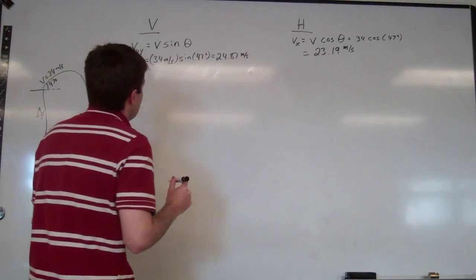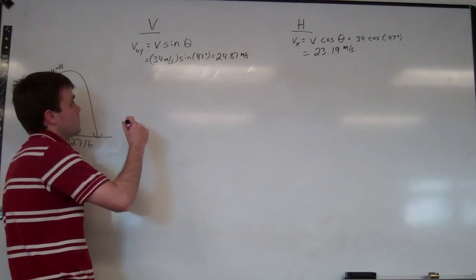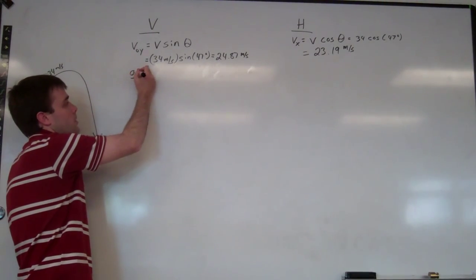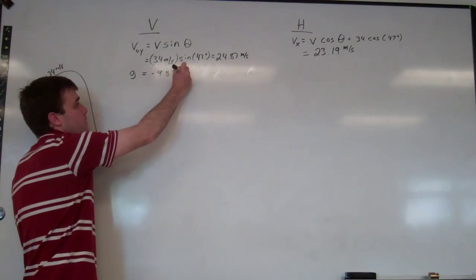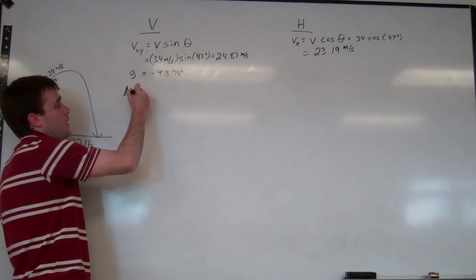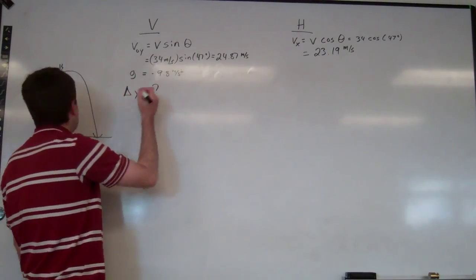Alright, now what else do we know in the vertical direction? Anything? We always know gravity. We're looking for delta y. Do we have anything else?